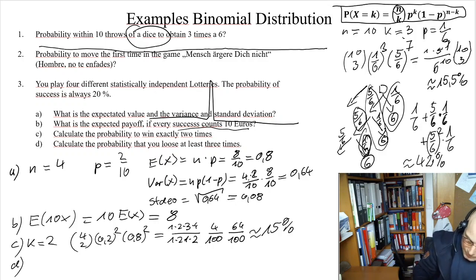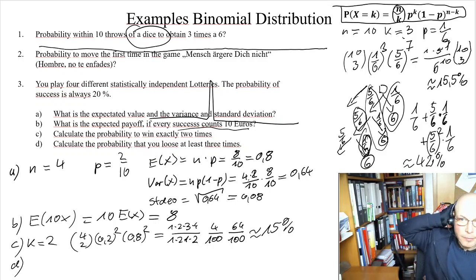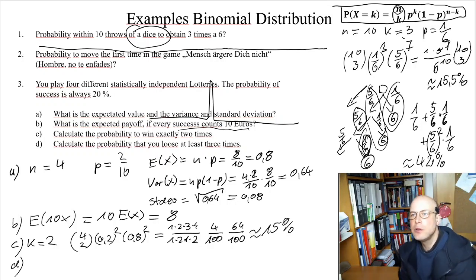And D, calculate the probability that you lose at least 3 times. This means we calculate the probability that we lose 3 times, and we also have to calculate the probability that we are losing 4 times, because at least means that we have to count the possibilities of losing 3 times and losing 4 times.